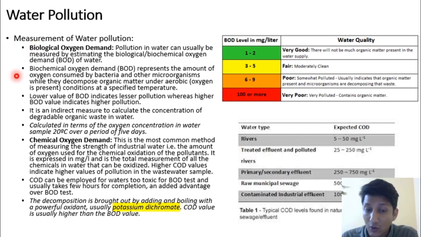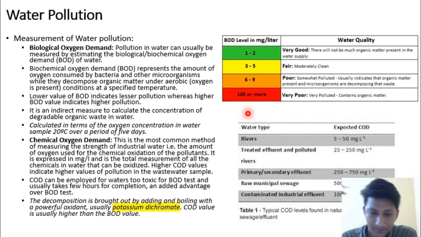So if the BOD of the water is high, then the water is highly polluted. If BOD is 1 to 2, just like our AquaGuard water, the water is very good. If it is dropping 3 to 5 units, the water is fair or moderate. If it is dropping 6 to 9 units, the water is poor, we should not drink it. And if it is dropping 100 or more, usually sewage water, it is very poor. So this is the biological oxygen demand.